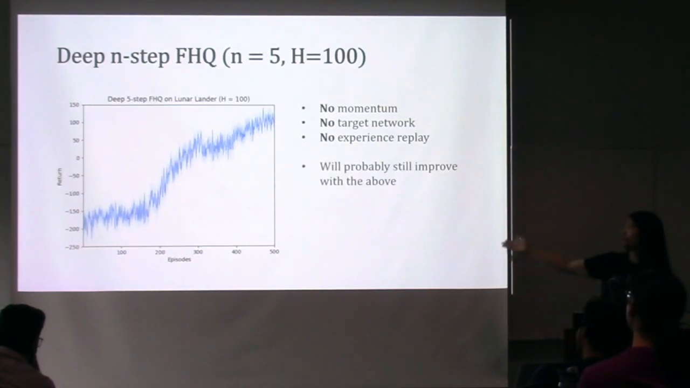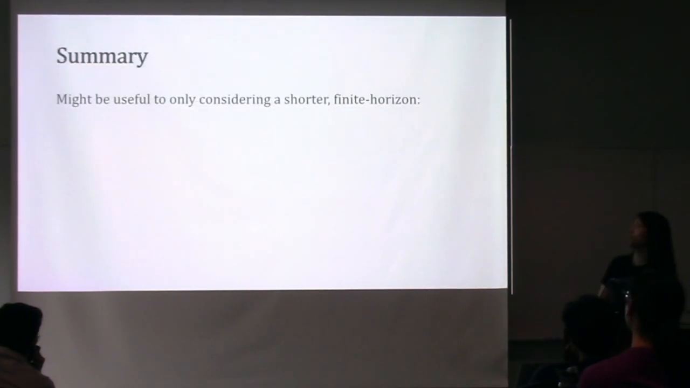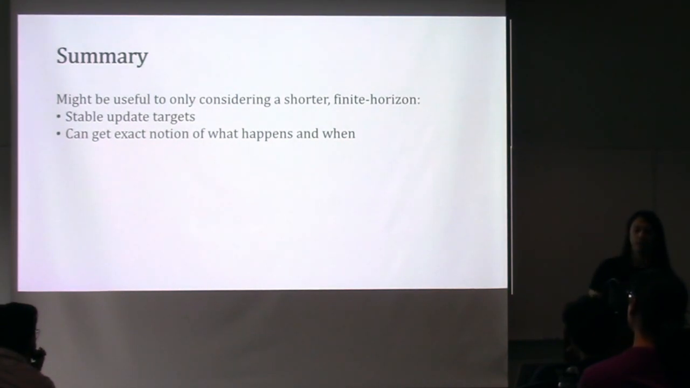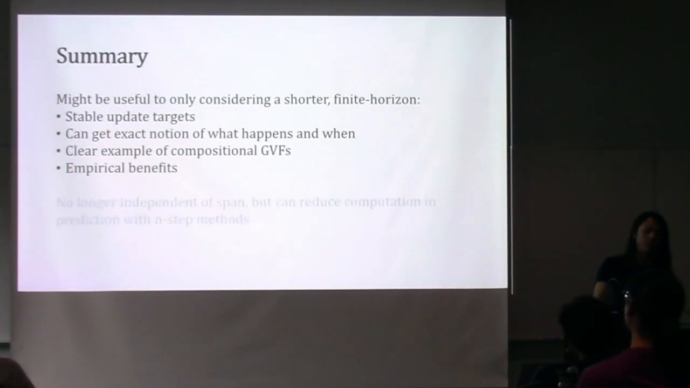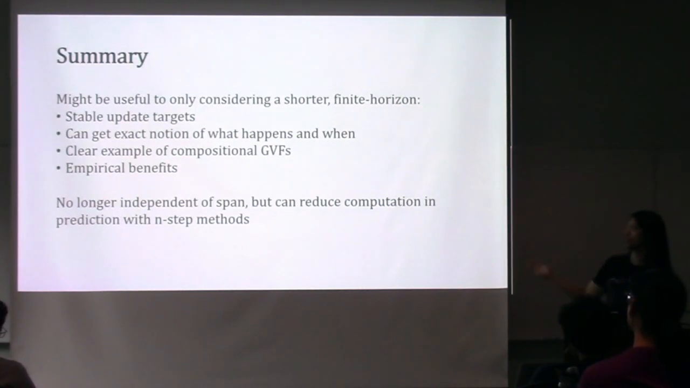And it will probably improve if we do add these things, so that's an added bonus. So to quickly summarize, there might be use in only considering a shorter finite horizon, because you have stable update targets. You can get an exact notion of what happens and when. It's a clear example of compositional GVFs, and there are a lot of empirical benefits to it. So it's no longer independent of span, but you can reduce computation and prediction with multi-step methods.